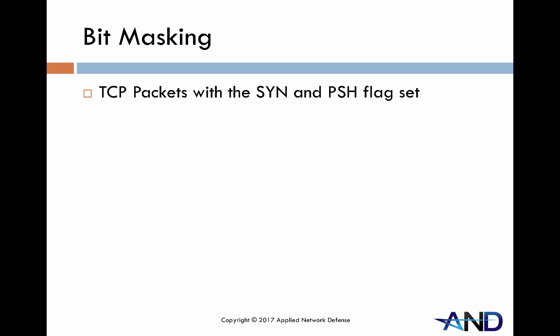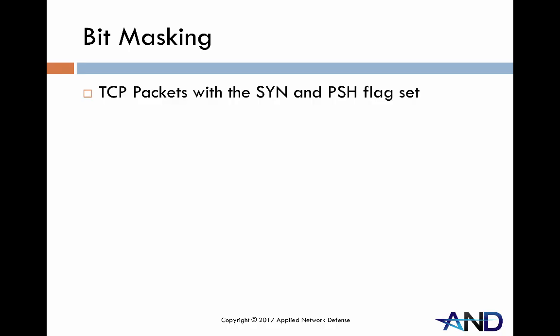So now let's extend the previous example we just looked at a little bit. We just looked at how to look for and filter packets with the SYN bit set. So now we're going to look for those with both the SYN and push flags set. And again, we're not saying exclusively those 2 flags, but let's just say we're looking for things that just happen to have at least those 2 flags set.